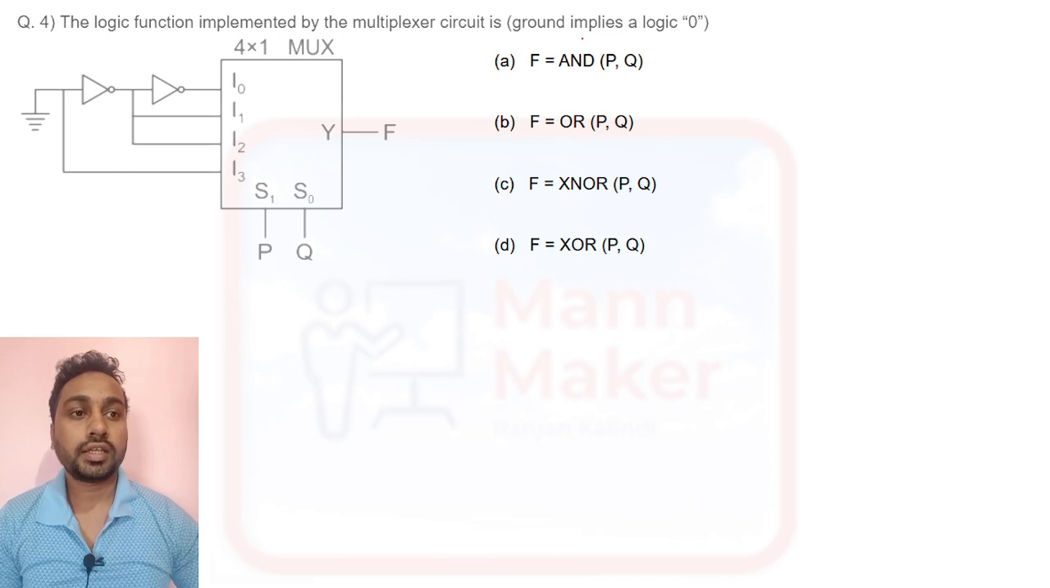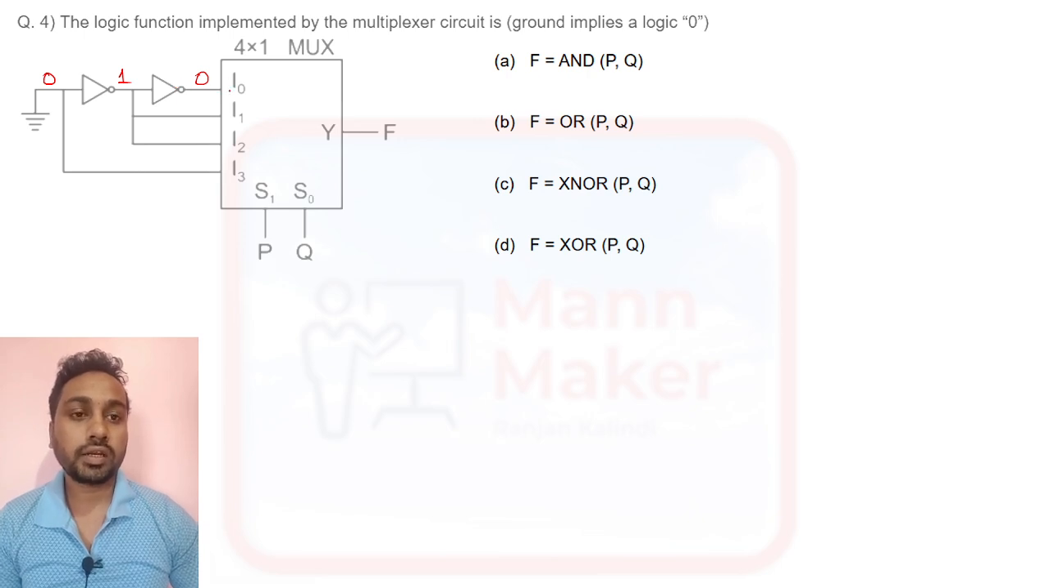Here they are saying ground implies a logic 0. Ground means what? This is the value of 0. So 0 we have here, and this is a NOT gate. After the NOT gate the output will become 1 here, then again after a NOT gate it will become 0 here, because NOT means complement. So complement of 0 is 1, complement of 1 is 0.